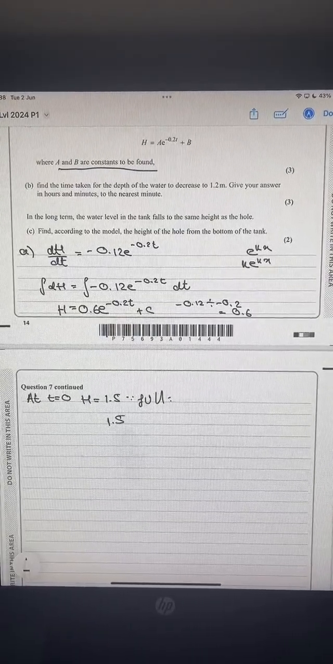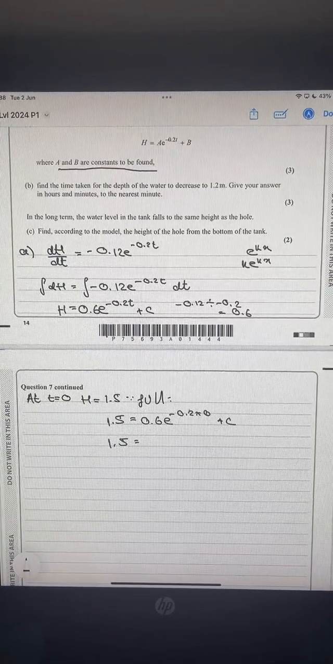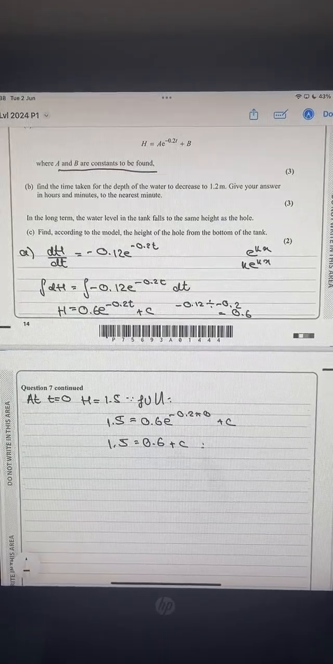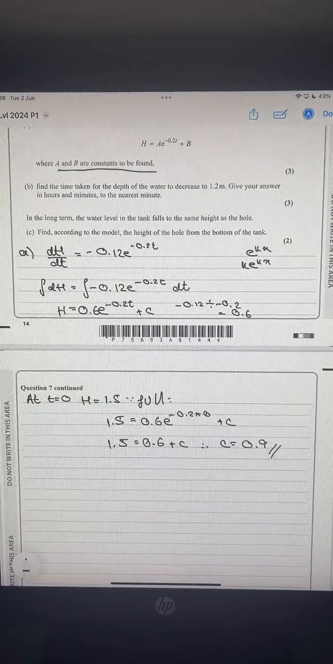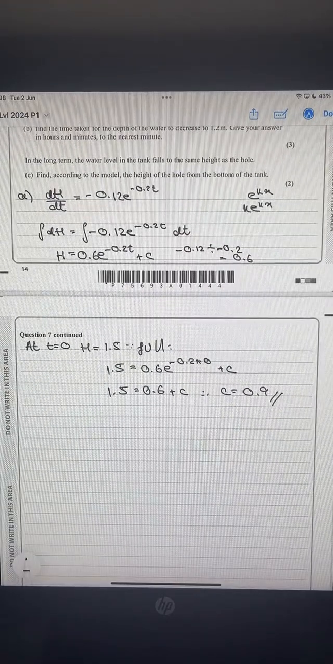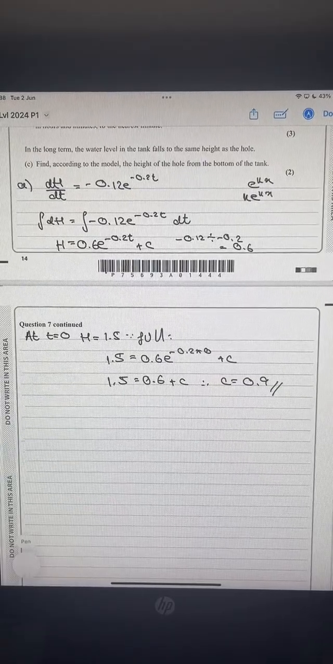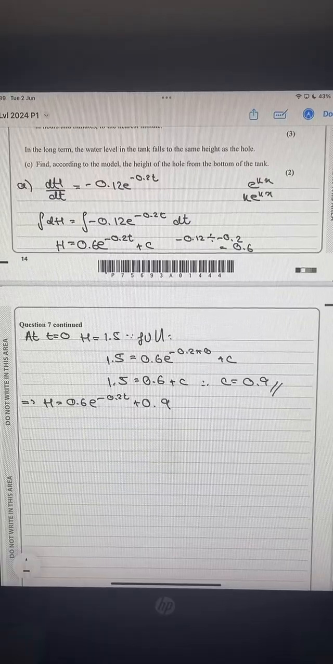So we have 1.5 equals 0.6 e to the minus 0.2 times 0 plus c. So that's 1.5 equals, this is all 0, e to the 0 is 1, so 0.6 times 1 is 0.6 plus c, therefore c is equal to 0.9. I went through that kind of fast, exactly, Sadalia, but that's just about substituting in our boundary condition. So now I have c. So I've used that fact, and therefore my formula is h equals 0.6 e to the minus 0.2 t plus 0.9.